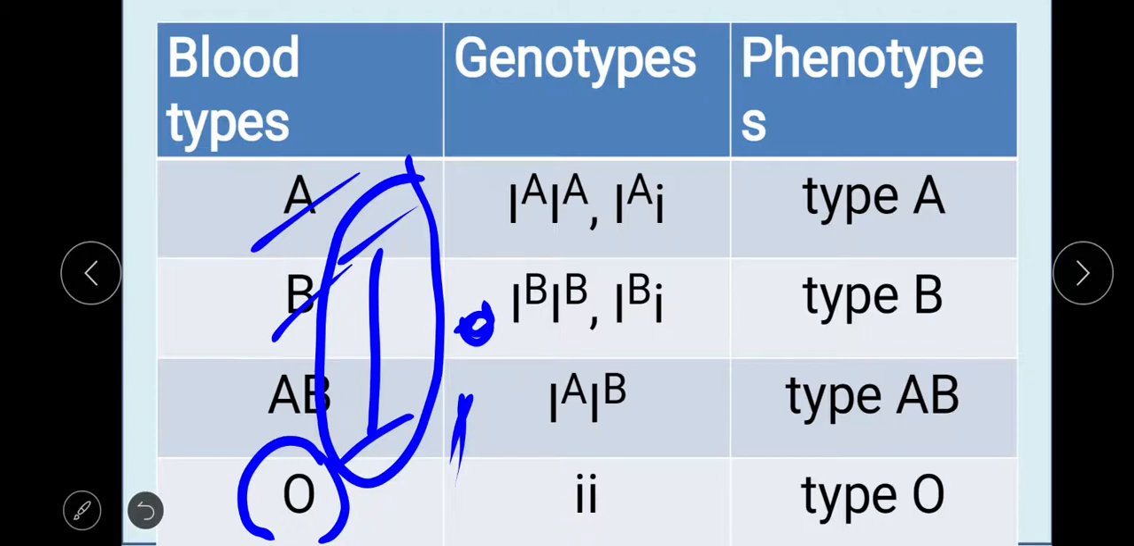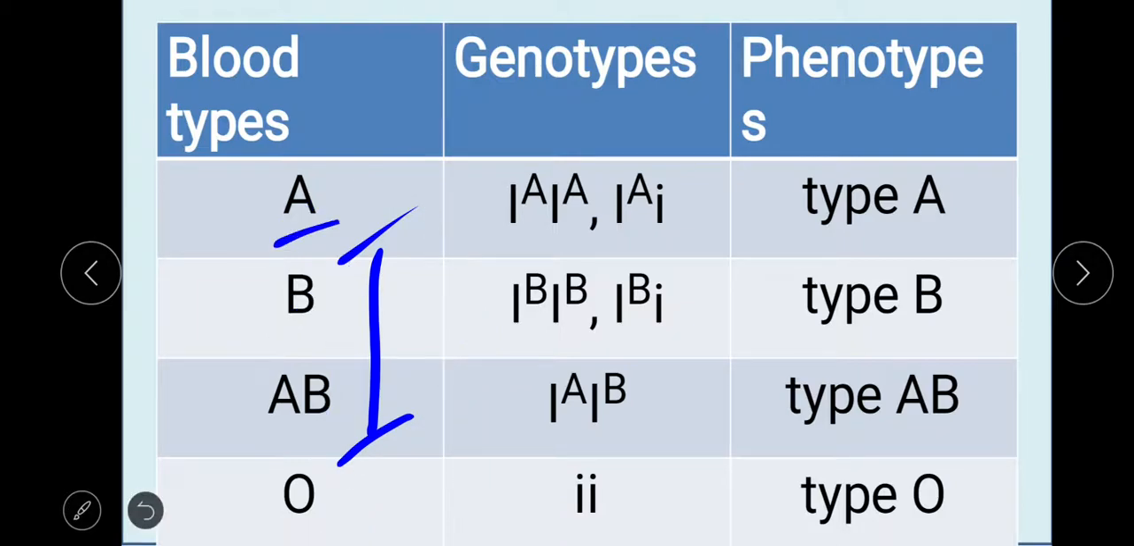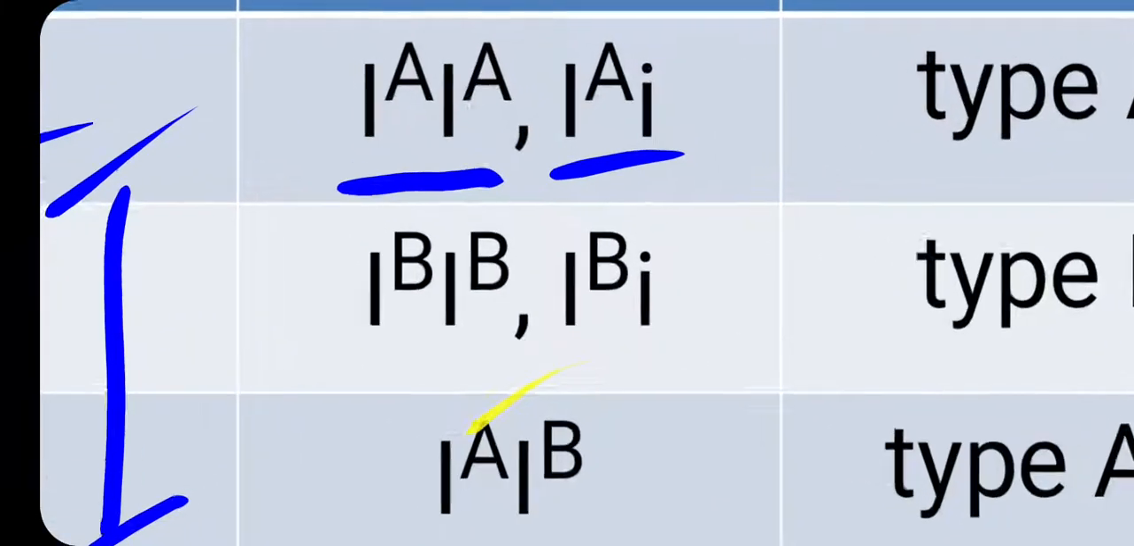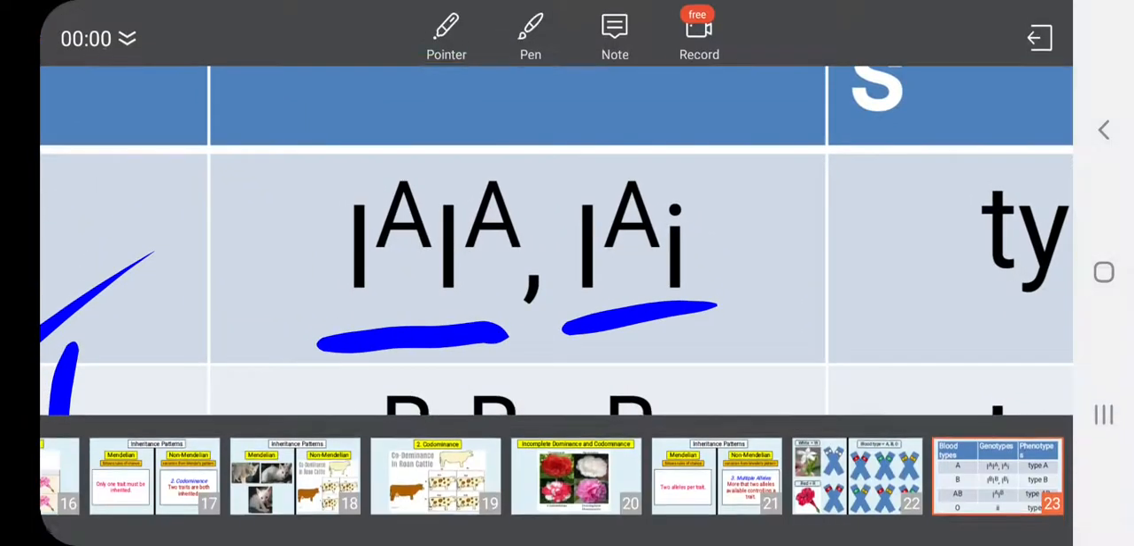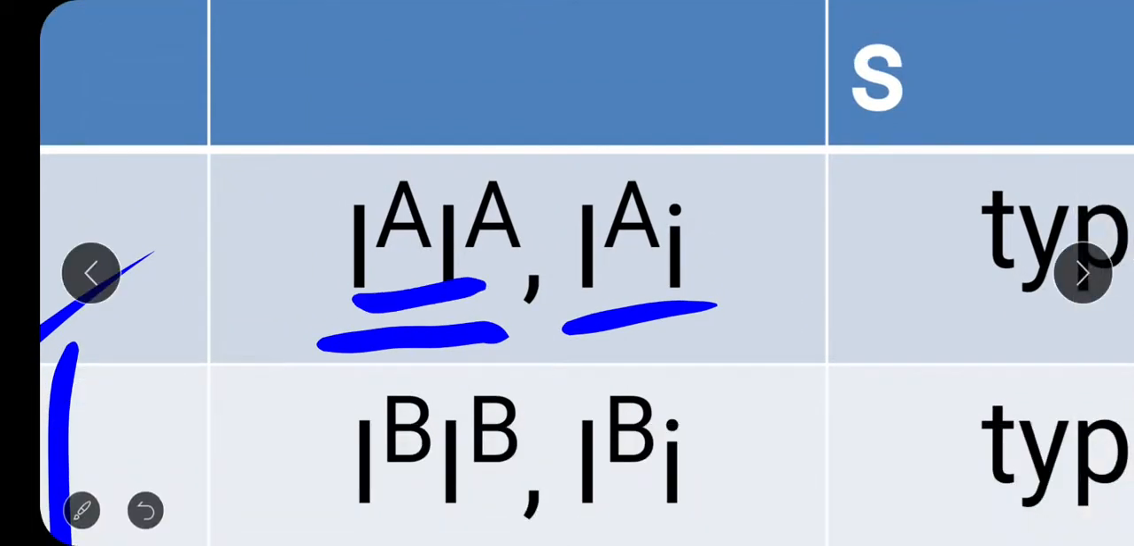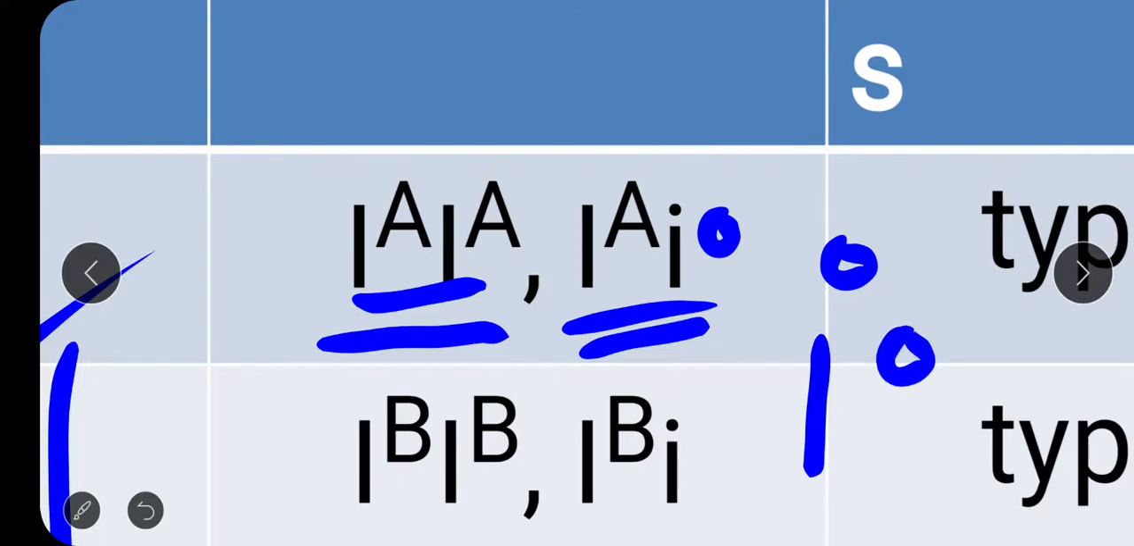Now, if your blood type is A, therefore your genotype is this or this. If you check this out, you are homozygous A or you are heterozygous A. No need for us to write O here because it is understood that if you write small letter i, it is recessive and therefore stands for the type O allele.